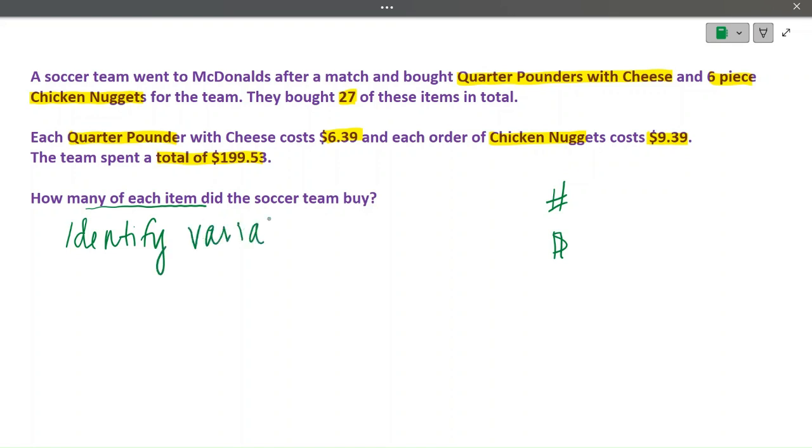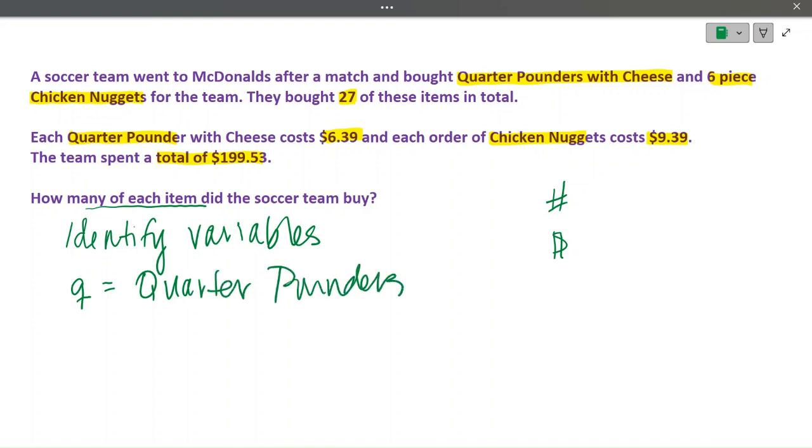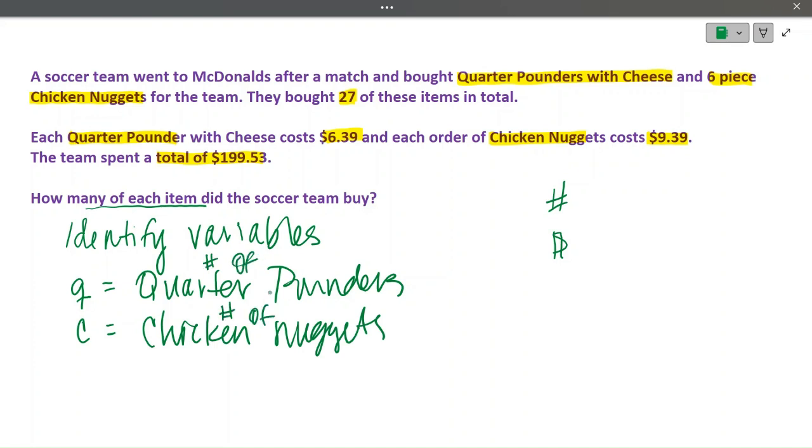So you could use X and Y. I like to sometimes, when I have word problems, use the letters that represent them. So these are my quarter pounders. I'm going to let be variable Q. And I'm going to say C is chicken nuggets. Okay. And specifically, these are number of quarter pounders and number of chicken nuggets, right? Because we're looking at how many of each item.